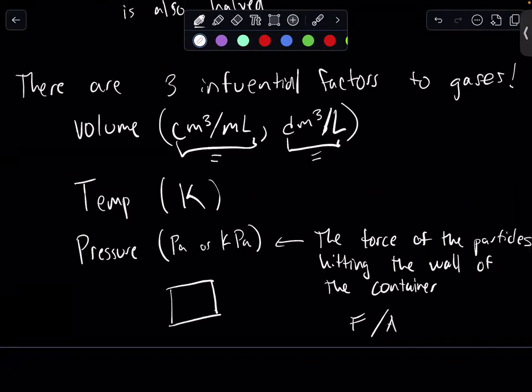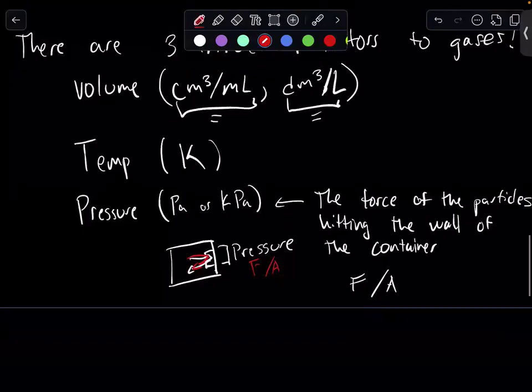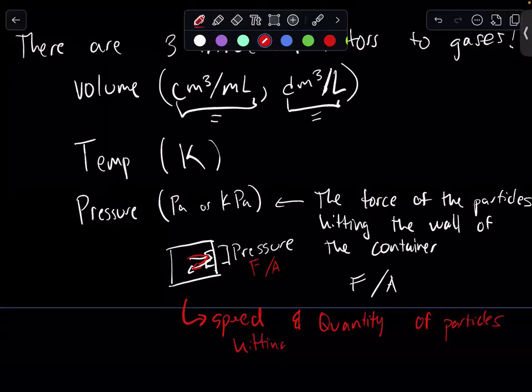So if we have a container and we just look at one section of that container as particles bounce off it, we can define the pressure as the force over that area, the particles hitting that one section, the force of that over that area. So pressure is determined by the speed and quantity of particles hitting an area. All right.